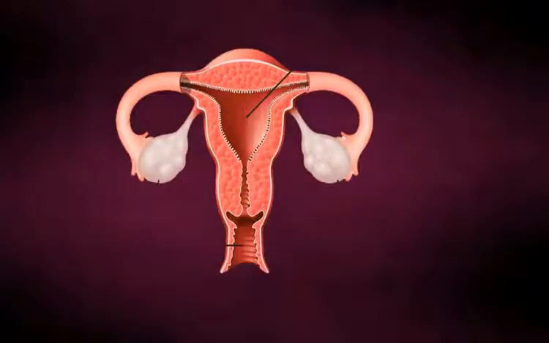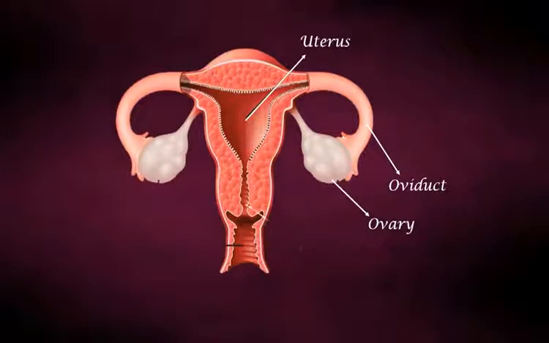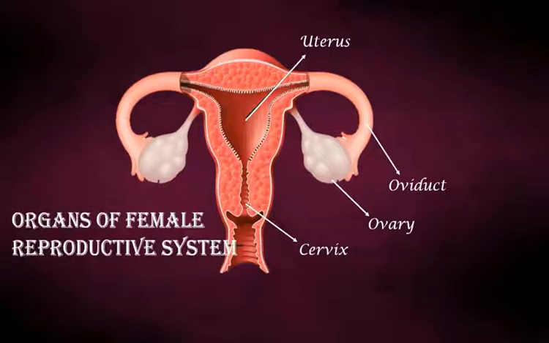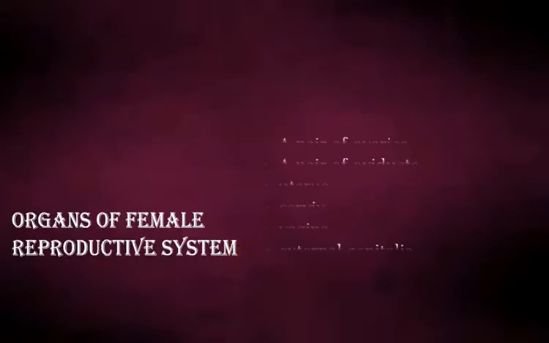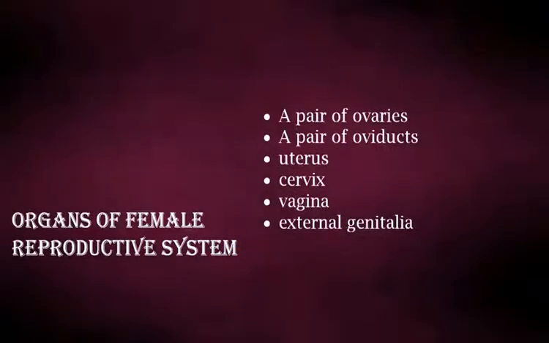Now, what you see here are the organs of the female reproductive system. This includes a pair of ovaries, one on each side, a pair of oviducts, also known as fallopian tubes, uterus, and cervix, also known as the birth canal. So these are the organs of the female reproductive system.